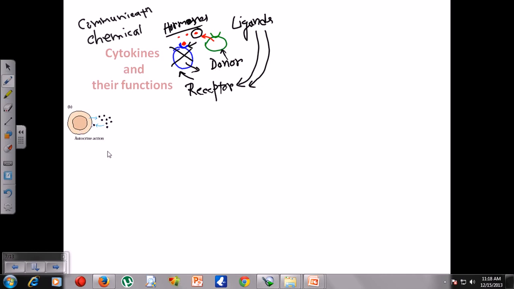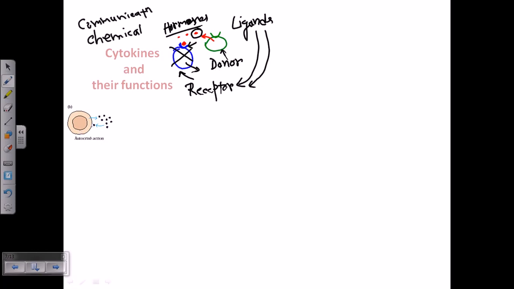Okay, so in this first case we are seeing the autocrine action. In the autocrine action, we have one cell. That cell is secreting some important mediators which are activating that cell itself. So it's a self-activation. It is called autocrine. Auto means itself, so it's an autocrine activity.